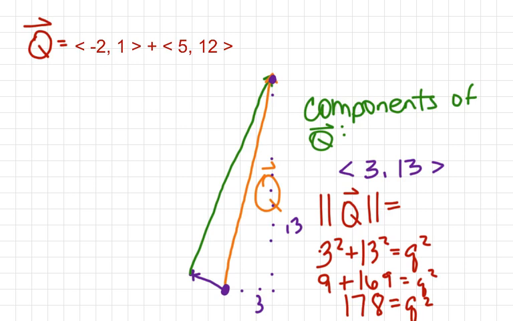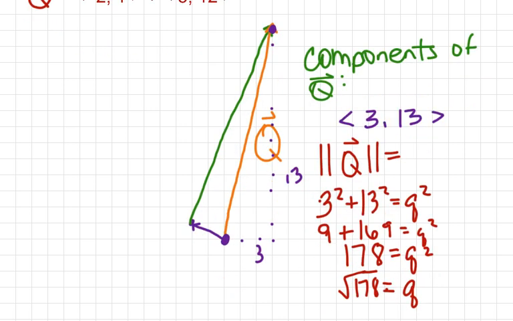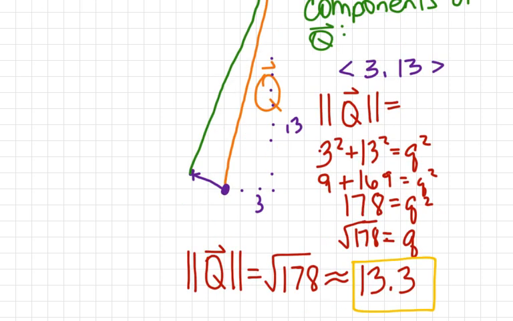Simplify that, it's 178, and then we want to know what q is, so I'm going to take the square root of both sides, so q is equal to the square root of 178. So then we would say that the magnitude of vector q is equal to the square root of 178, which if you put it in your calculator is approximately equal to 13.3. Notice the squiggly equal sign, that means approximately equal to, because we had to round it.